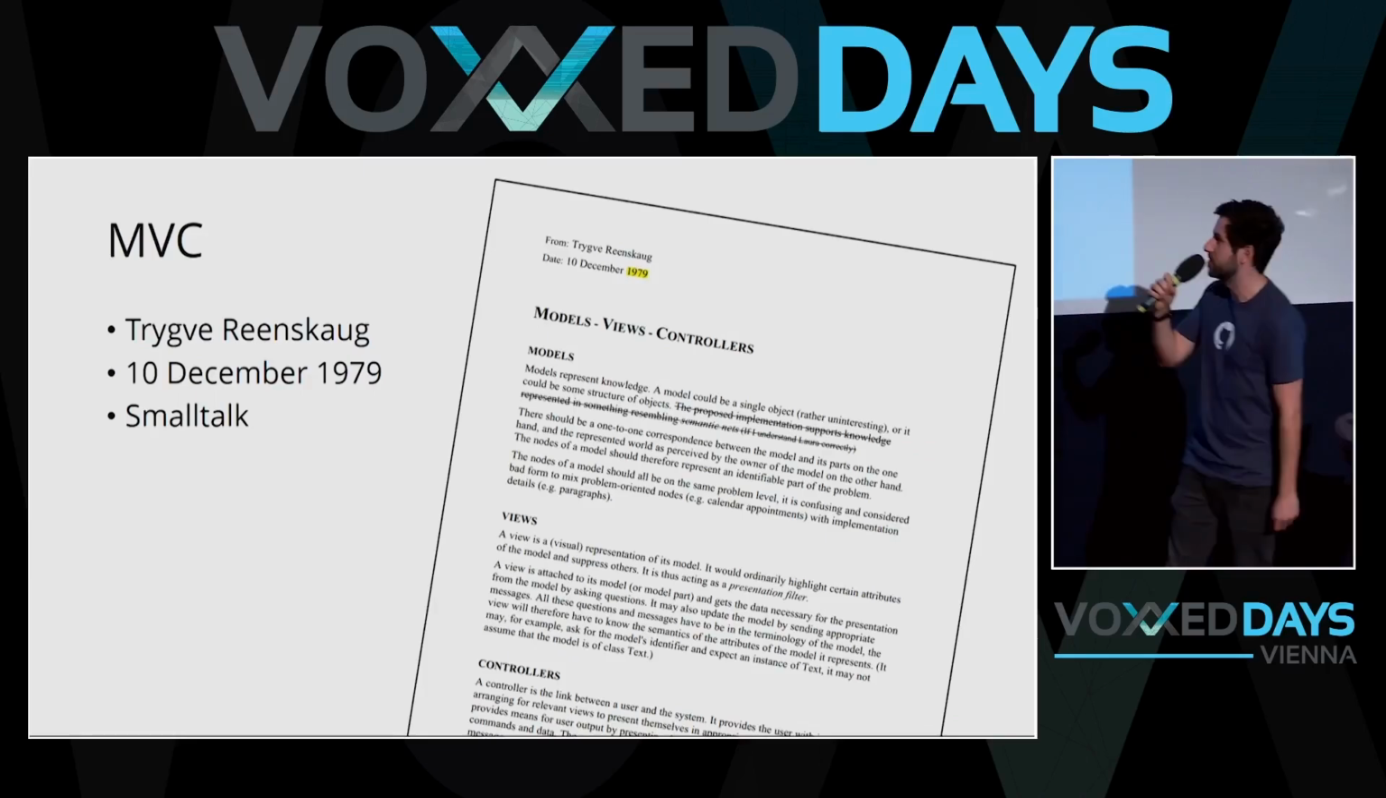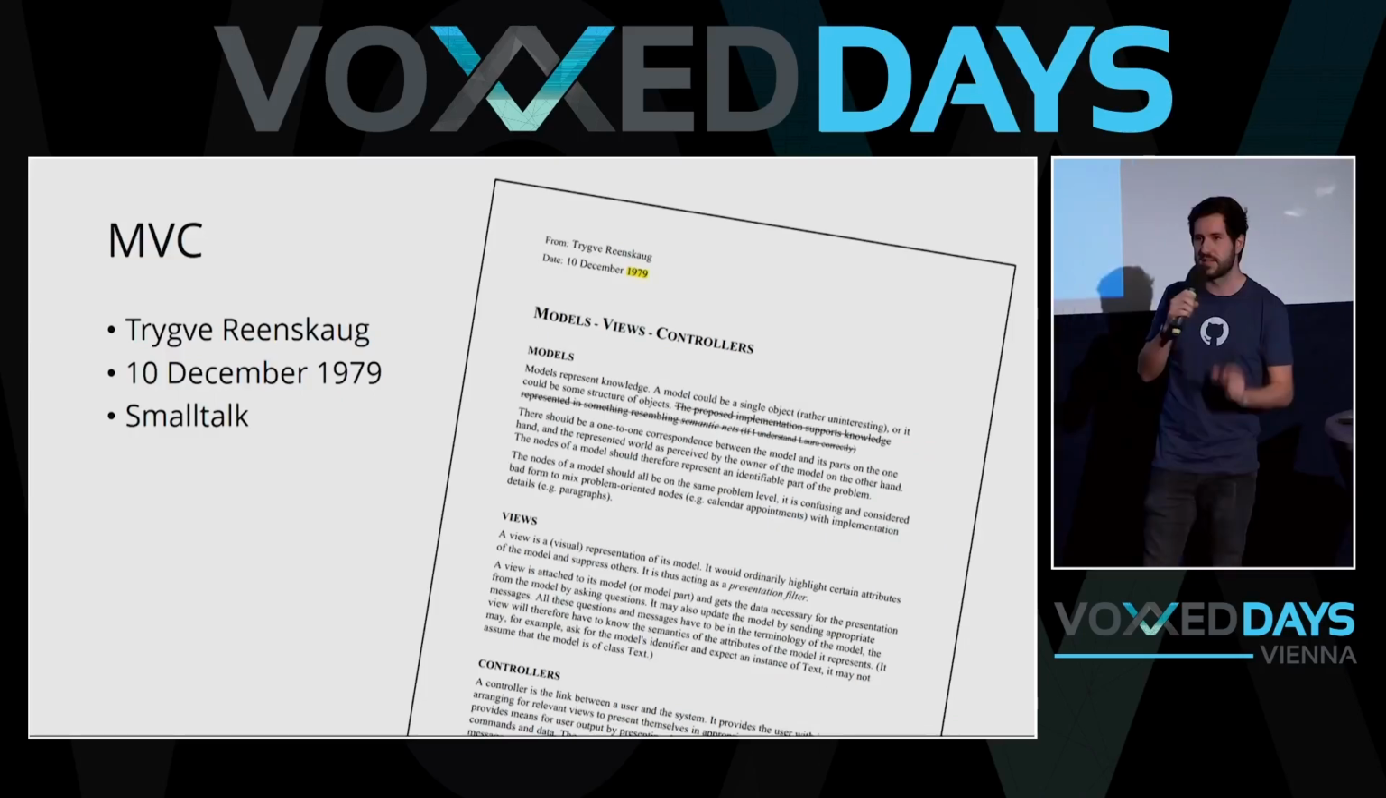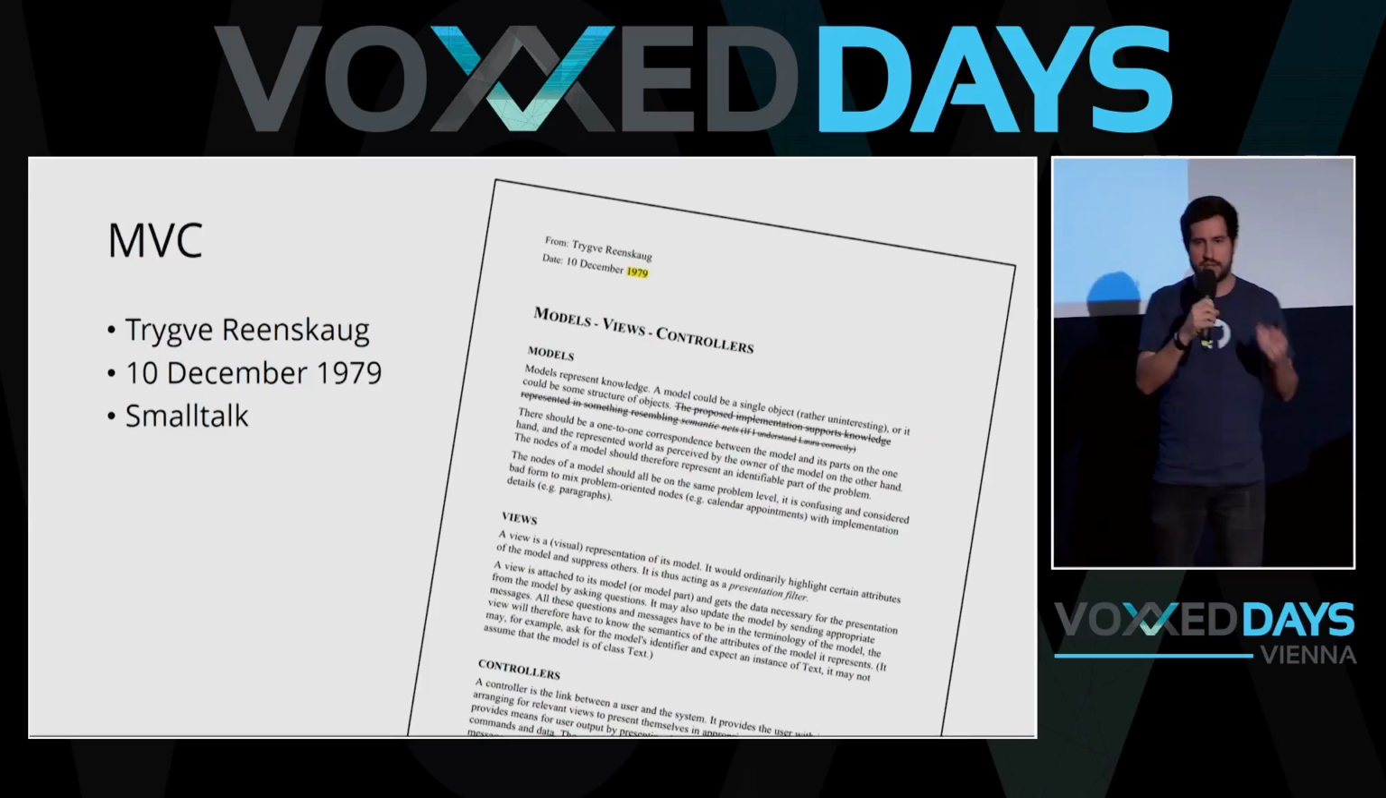Sorry. So in this paper, Trygve describes this idea of what he wants to achieve with MVC and what it actually is. And for models, there's a very short sentence that describes this pretty well. He says, models represent knowledge. Models describe a concept of the real world, like a to-do item, something that is an abstract term. And so the models are completely ignorant of how they are represented and how they are interacted with.